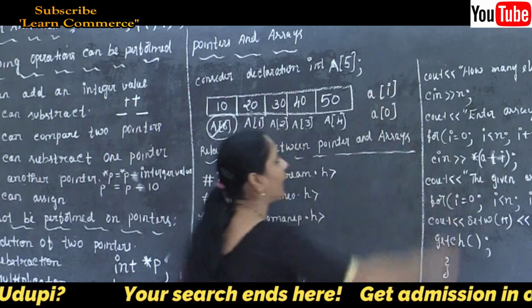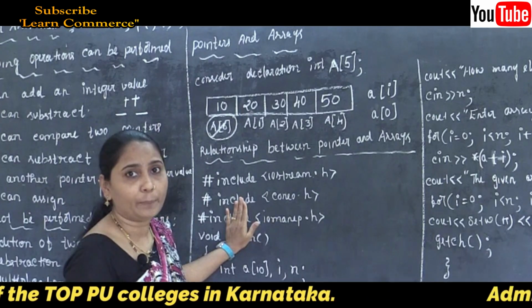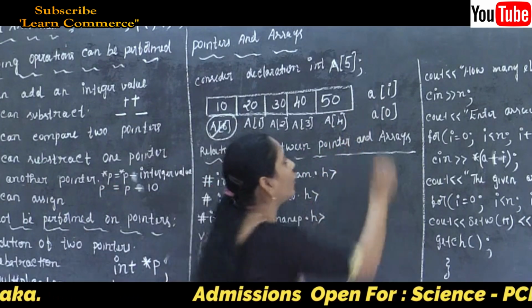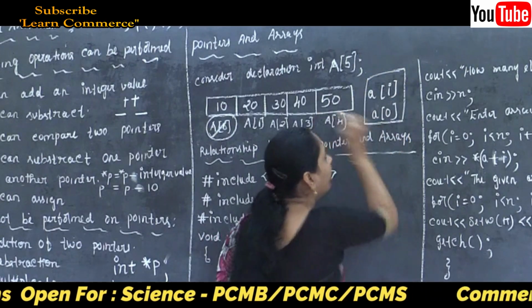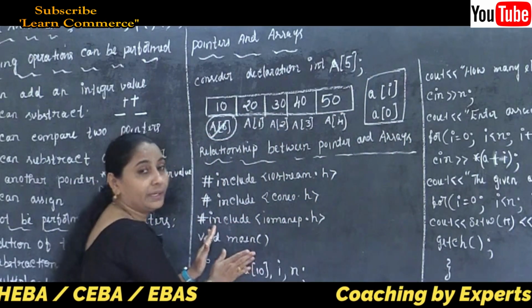About this line I will tell in the program. It will be clear when I complete the program. Whatever I said about these two, A of I and A of 0, it will become clear when I complete this program.